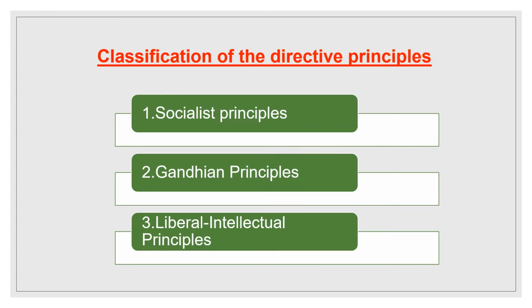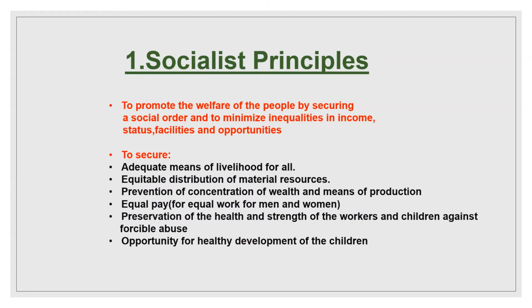There are three classifications of directive principles. The first one is socialist principles, the second one is Gandhian principles, and the third one is liberal intellectual principles. Let's look at the socialist principles first.